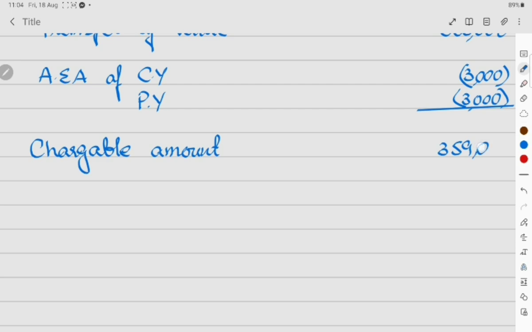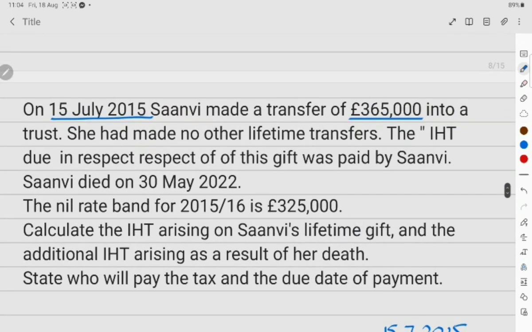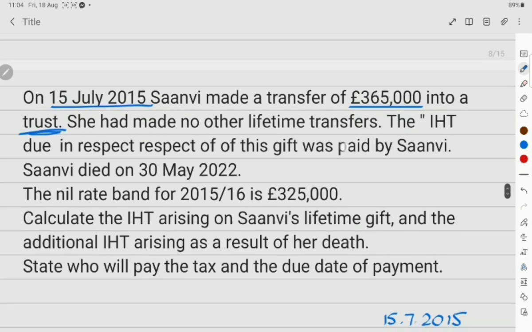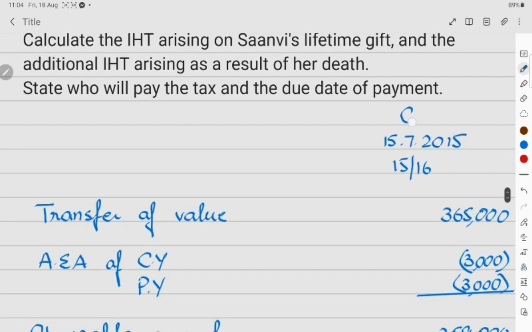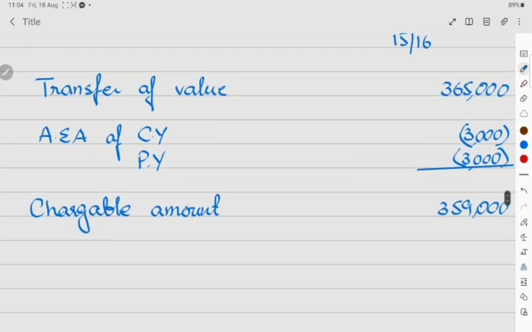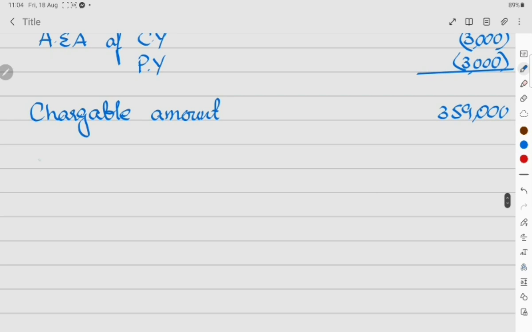Now you have to consider what the nil rate band is, because this is a gift to a trust. As this is a gift to a trust, first we have to mention that this is a chargeable lifetime transfer. And if it is a chargeable lifetime transfer, we have to apply the nil rate band. The nil rate band is 3,25,000, which is to be mentioned here in the inner column.